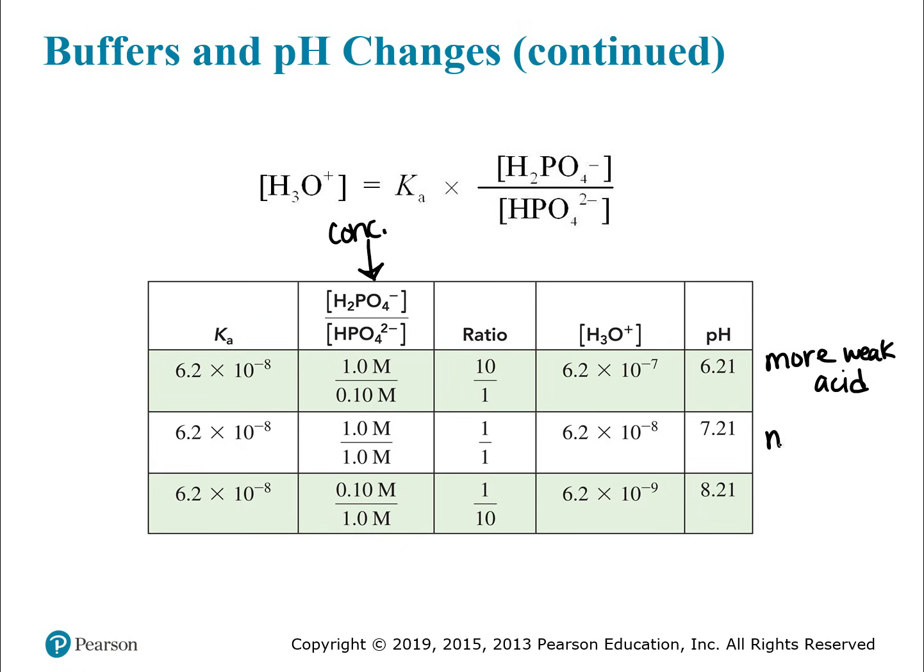When they're equal, it's neutral. And the bottom one, we've got more conjugate base, and you can see that it is basic. So just changing around the ratios of weak acid and conjugate base can change the pH of the buffer solution.